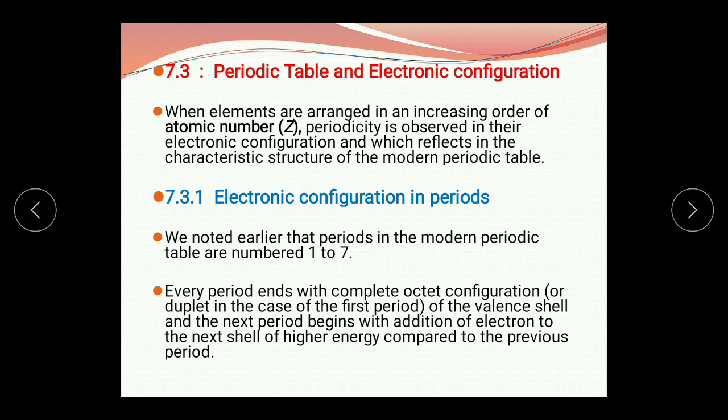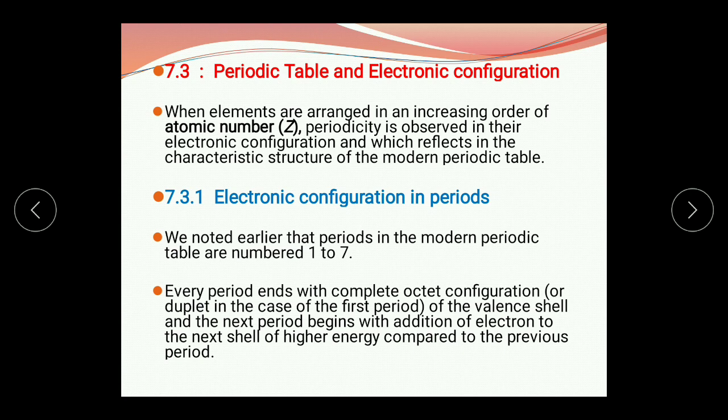Understood? Fifth shell also has 4 different subshells, S, P, D, F. 6 has 3, 7 has 2. That you will learn in the structure of atom. I am just telling this because I am going to tell about electronic configuration in periods, how that changes and how periodicity we can observe in this arrangement.